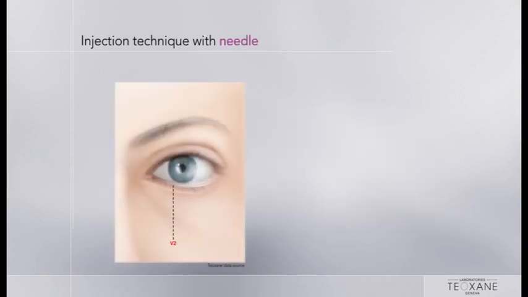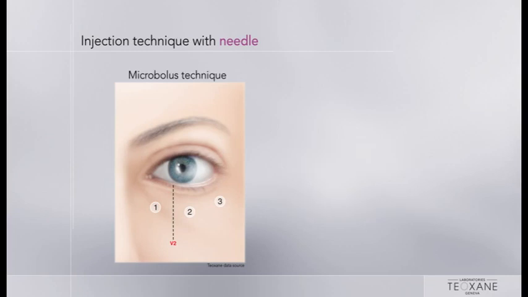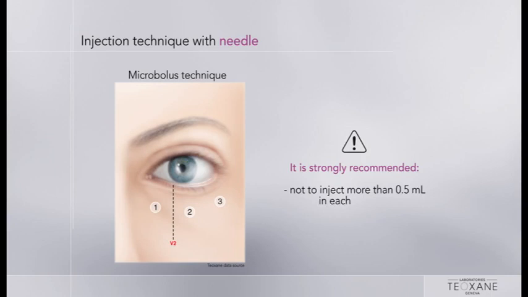Now, we will see how Redensity 2 injections are performed with needles. It is recommended to use a point-by-point technique and to inject a maximum quantity of 0.5 milliliters of product in each R circle. This technique is called microbolus. The injection must be slow, deep under the muscle in the tooth, and in small quantities. It is strongly recommended not to inject more than 0.5 milliliters of Redensity 2 in each R circle.